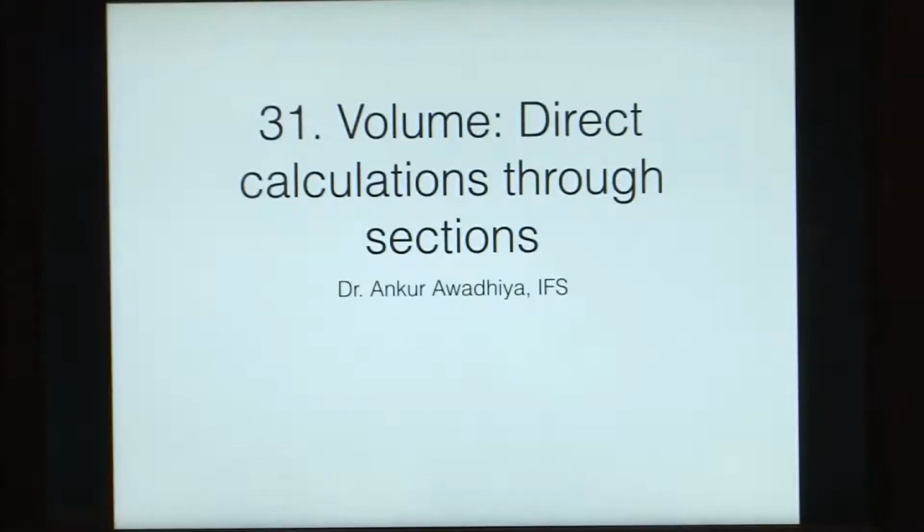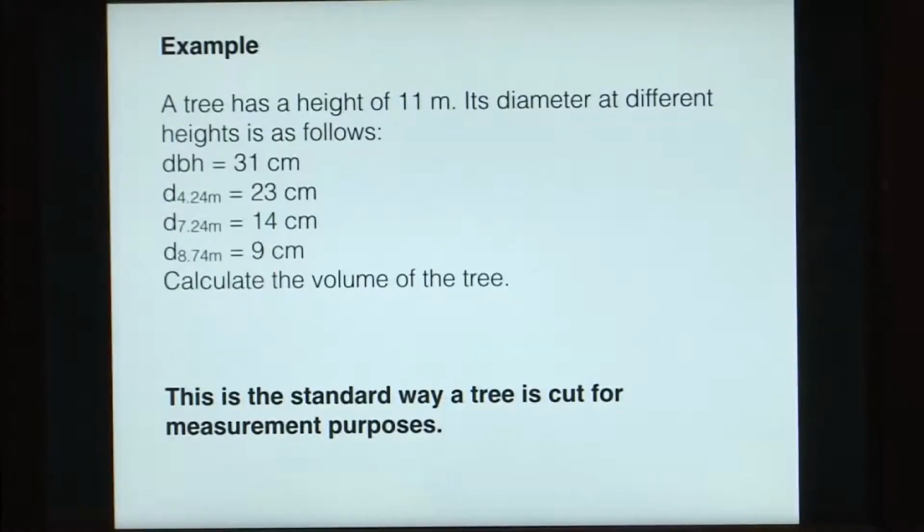Today, we shall start looking at volume computations through sections. These are known as direct calculations. We have done one example before, so let us use this example to see what we mean by direct computations. In this problem that we had done in a previous lecture, a tree has a height of 11 meters, its diameter at different heights is given, and we were required to calculate the volume of the tree.